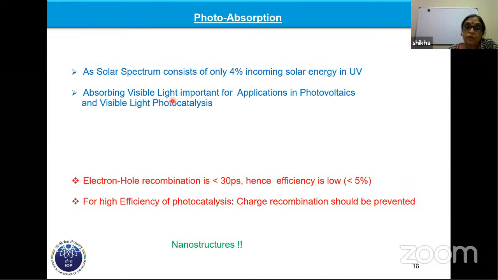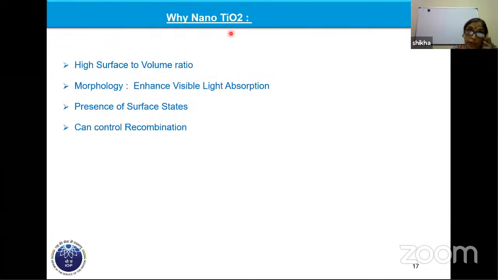So this is what we want. UV light is only a small part of the spectrum, about 4% of the incoming solar radiation. So for visible light photocatalysis, what we want is visible light. So reduction in band gap of TiO2 is one of the major things one wants to achieve. And secondly, we want to reduce this recombination, which is at present less than 30 picoseconds, and so its efficiency is low. So one of the ways to achieve this is by making nanostructures, for both band gap tailoring and reducing the recombination. So why nano TiO2?